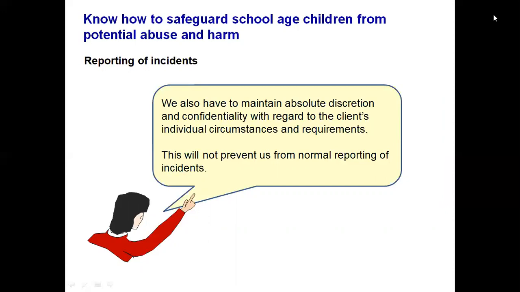Obviously, if you've got a replacement driver, you need to relay the special needs of that child to that driver or to a replacement assistant.